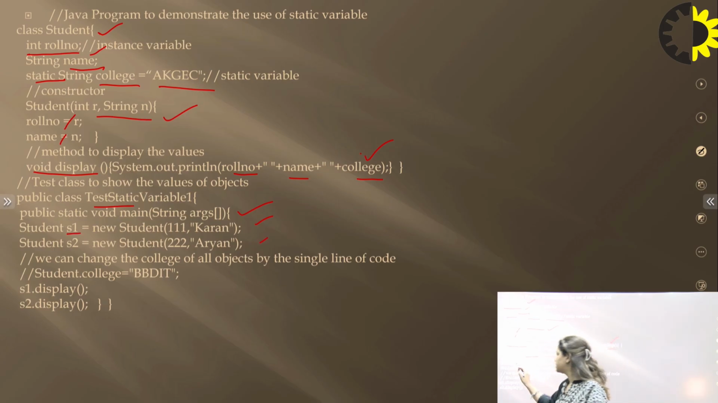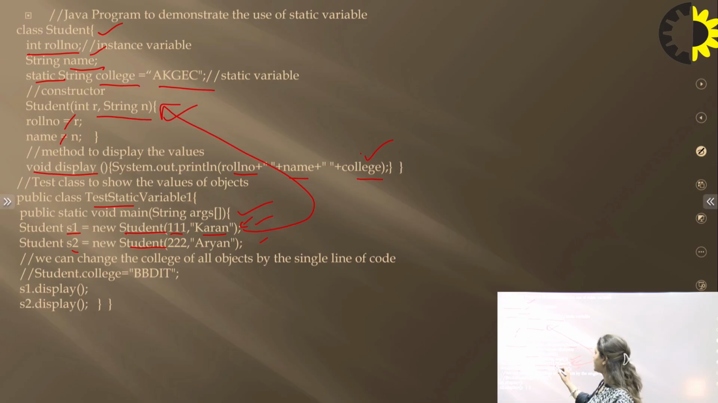One is the object for the student class, and another is also an object of the student class. But what is the difference between the two objects S1 and S2? In this default constructor of the student class, for object S1, we are passing the parameters 111 and Karan. Now, when this constructor is called, the control goes directly to the constructor Student, and the value 111 is passed to the R variable, and Karan is passed to the N variable.